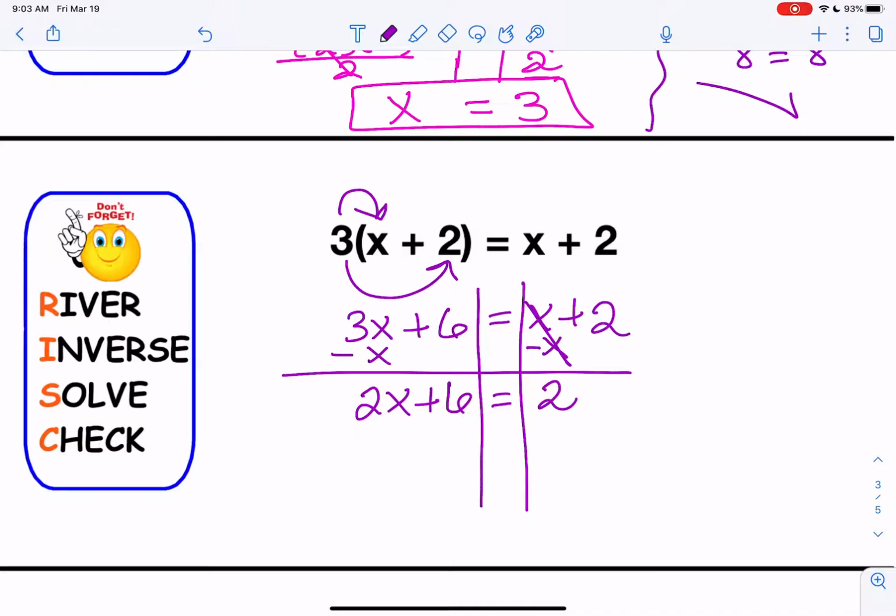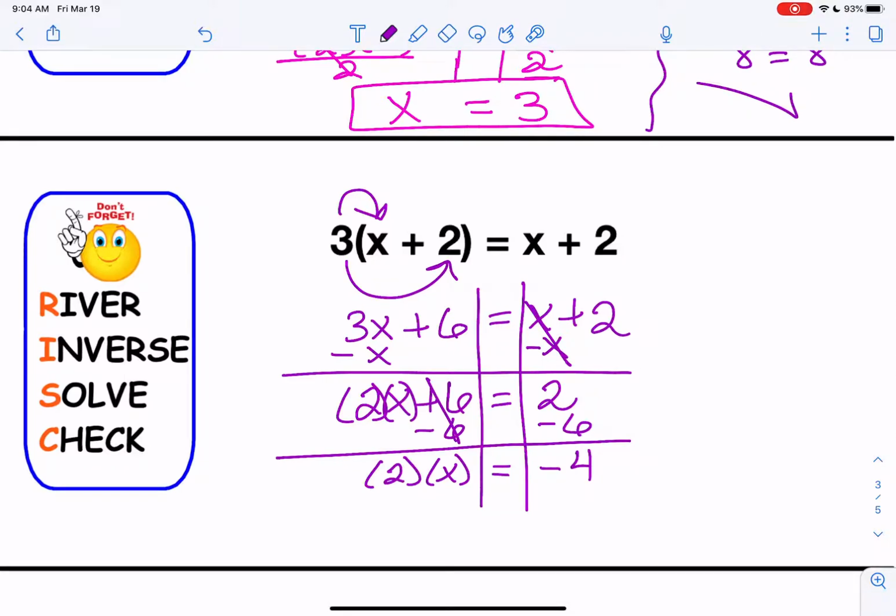Opposite of order of operations, so I'm going to tackle that 6 before the 2 because addition will come before multiplication if we do the opposite of order of operations. So if it's plus 6, the opposite would be to subtract 6. To keep my equation balanced, whatever I do to one side, I have to do to the other. 6 minus 6 is 0. They cancel out, and I'm left with 2 times x equals 2 minus 6, which is negative 4.